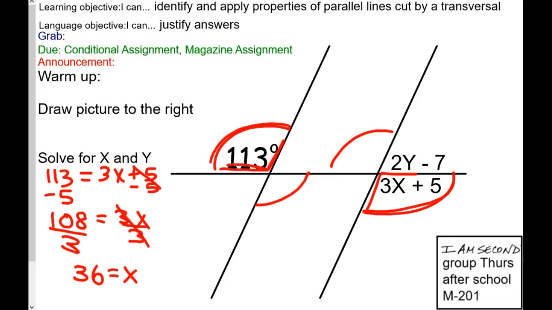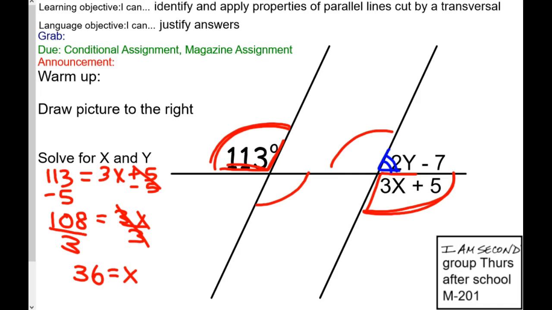2y minus 7. Okay? So 2y minus 7 and 113, they're on the same side of the transversal, and they're outside the parallels. They're same side exterior. So are those congruent or supplementary? Same side, supplementary. That's what we learned, right? And you should also be able to see 113 is obtuse, but 2y minus 7, that looks acute, right? Isn't that less than 90? This one's greater than 90? Well, so these two are going to add up to what if they're supplementary? 180, right? That's what supplementary means.